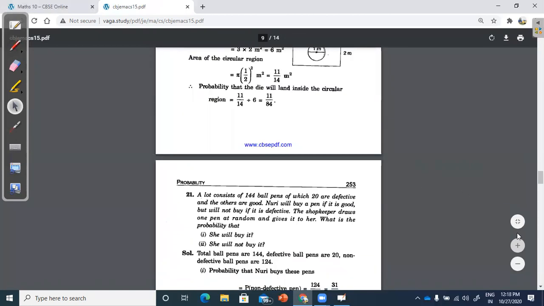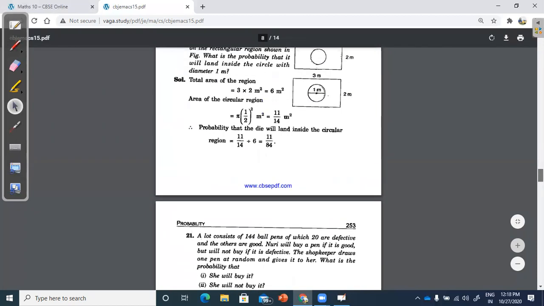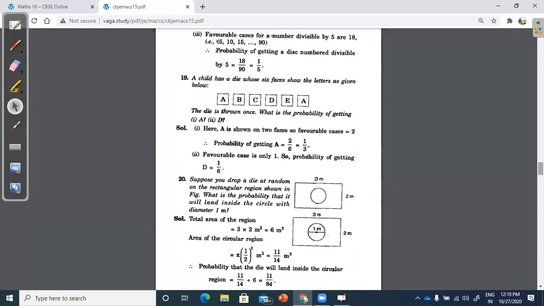Let's move on to question number 19. A child has a die whose faces are shown with the letters A, B, C, D, E, and another A is repeating twice. What is the probability that you will get A? Now there are 2 A's, so the probability of getting an A will be more as compared to the other alphabets. So the probability will be 2 out of 6. That is 1 by 3.